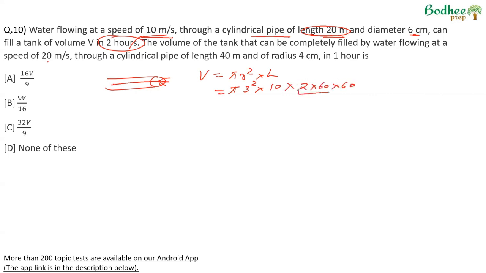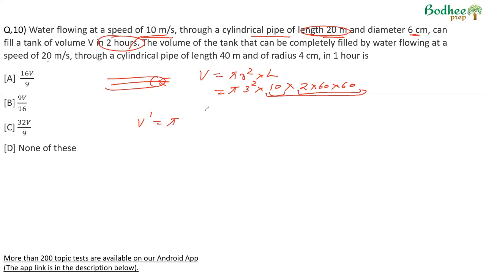2 hours, 2 into 60 minutes, 2 into 60 into 60 seconds. These many seconds, times meters per second. So when you multiply, we get the height in meters. Therefore, this becomes the value of V. Now we find the new volume V dash. This is the volume of tank that can be filled by water flowing at 20 meters per second, radius 4.